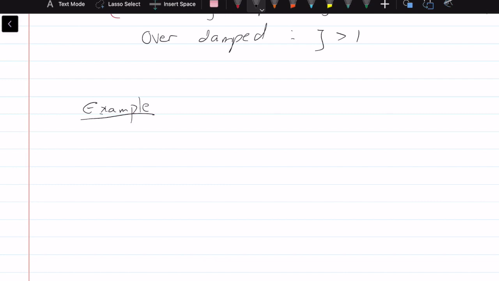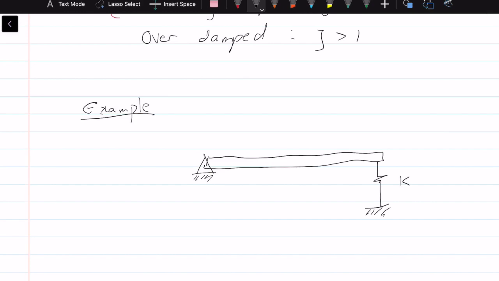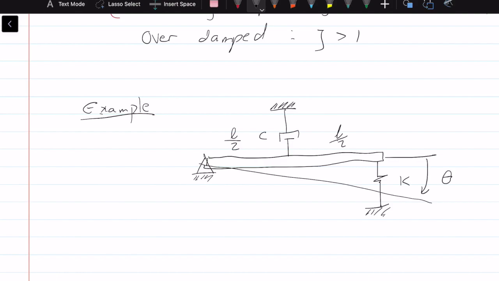Okay, so the example looks something like this. We have a rod like that, it pivots about the point O. Okay, we've got a spring attached, with a value of k, and we have a damping c. This distance is L over 2, this distance is L over 2, and the way that the system rotates is like this. So we have a rotation like that.